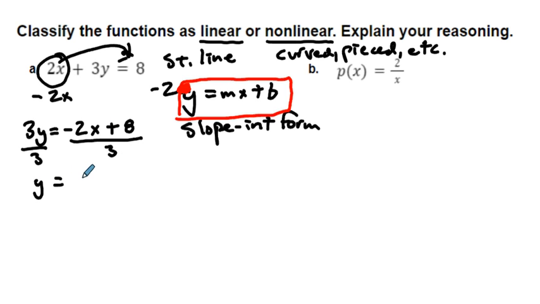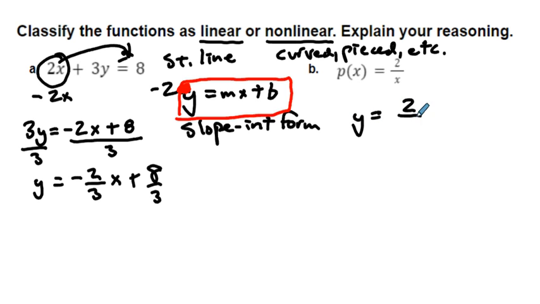Negative 2x divided by 3 just gives me negative 2/3 x, and then plus 8 divided by 3. Is this in y equals mx plus b form? Yeah, sure is. Here's my slope. That means this thing goes down 2 over 3, my slope, and it crosses the y-axis at 8/3, which is almost 3.